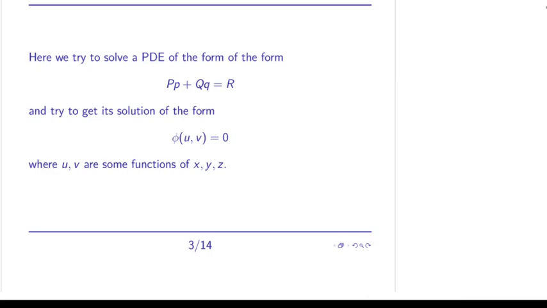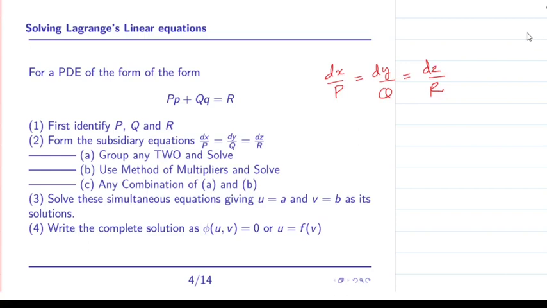So here we will solve the partial differential equation of the form Pp + Qq = R and try to get a solution, which is obviously of the form phi of (u, v) equal to 0, where u and v are some functions of x, y and z. Now let us see how to solve Lagrange linear equations and find the solution. So, a partial differential equation of the form Pp + Qq = R.